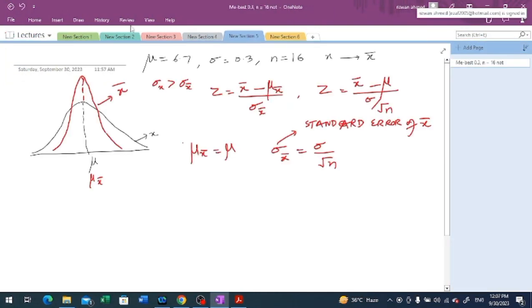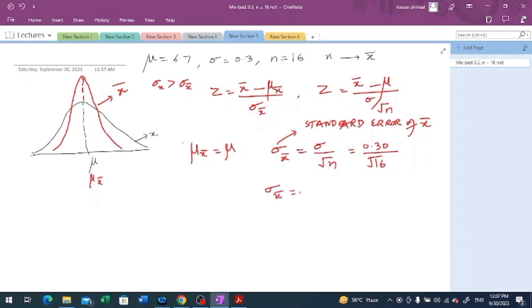We can now compute the standard error. That will be the standard deviation divided by the square root of the sample size. Over here, the sample size we are taking is 16. So therefore, sigma of x bar would have a value 0.30 divided by the square root of 16, which is 4, would give us 0.075 as a standard error value.